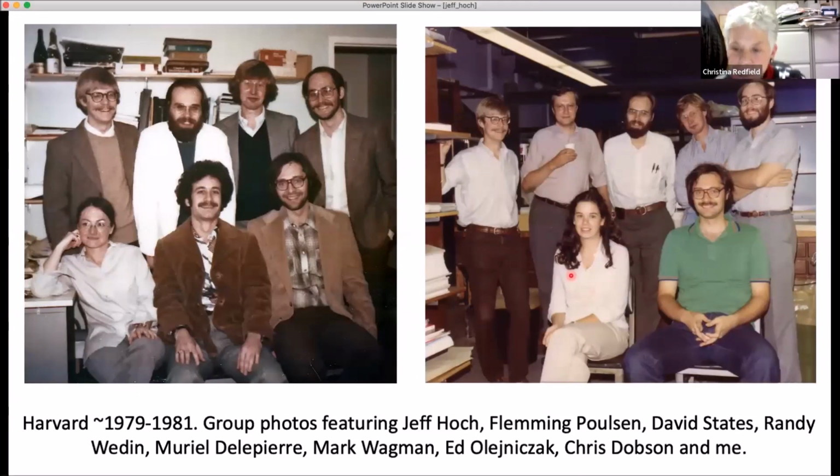In 1990, while at Rowland, Jeff, Fleming Poulsen and I organized a NATO advanced research workshop on computational aspects of the study of biological macromolecules by NMR, which was held at Il Ciocco near Pisa in Italy. And that wonderful meeting was the precursor for the Gordon Research Conference on computational aspects of biomolecular NMR that many of you will have attended over the years, often held at Il Ciocco.